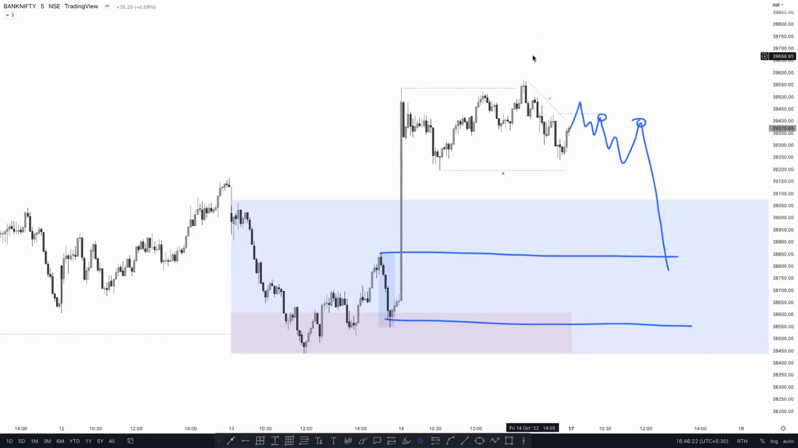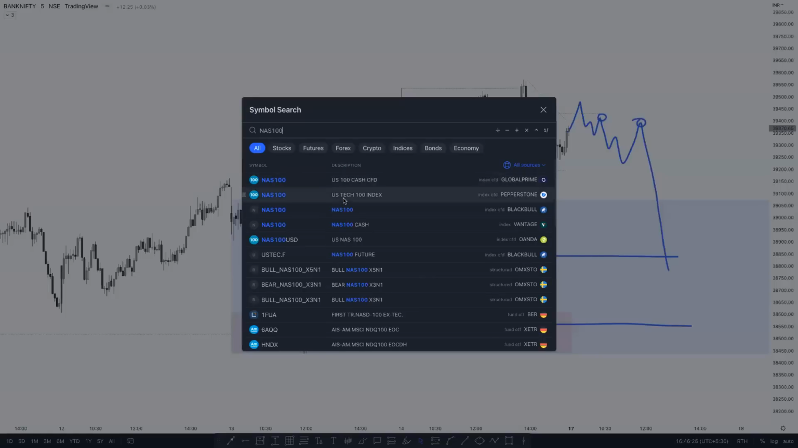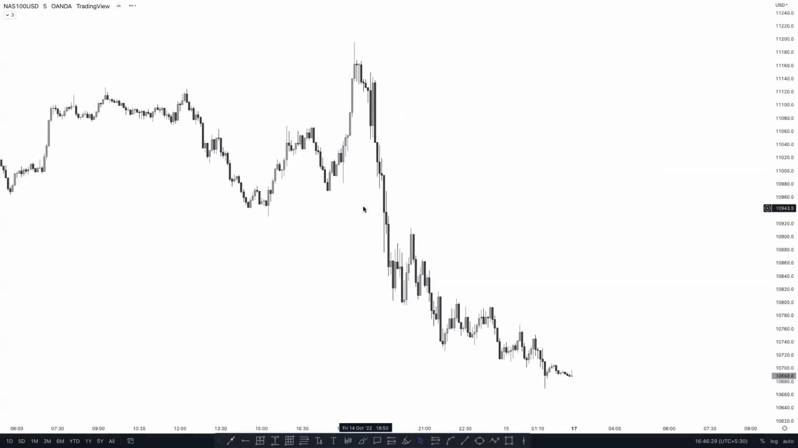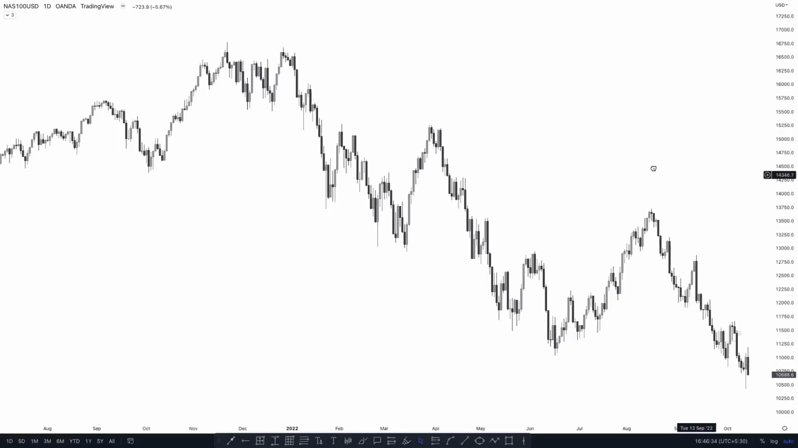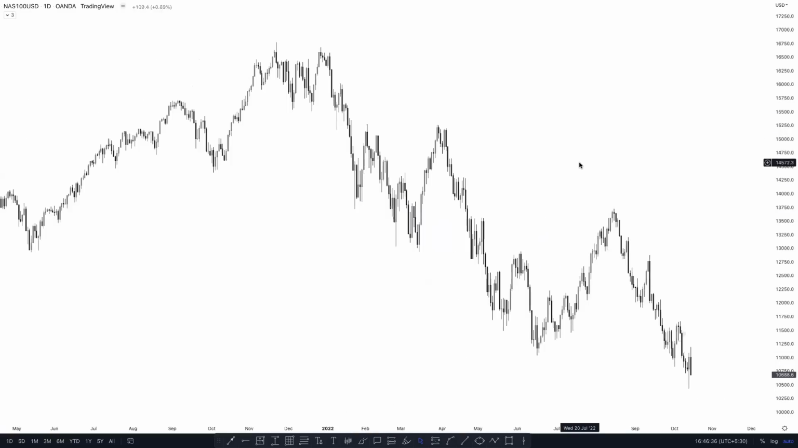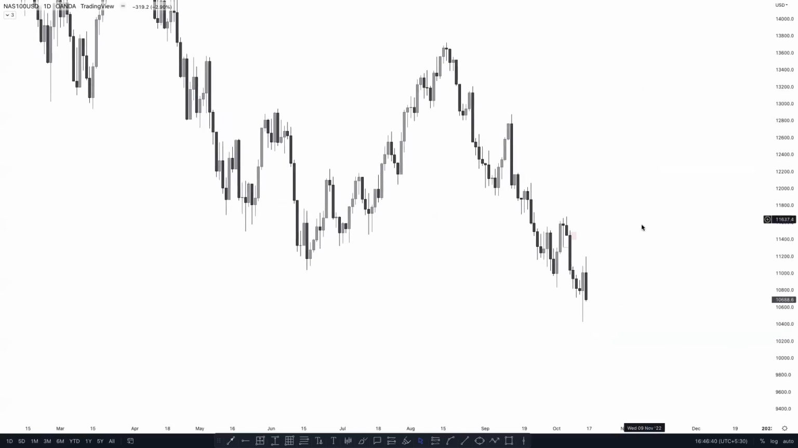Okay, and NAS 100 is the most requested pair. So let's switch into daily time frame structure in NAS 100. In NAS 100, momentum is bearish, continuing to push downside. And right now we can see market has taken out the previous candle high, which is here.